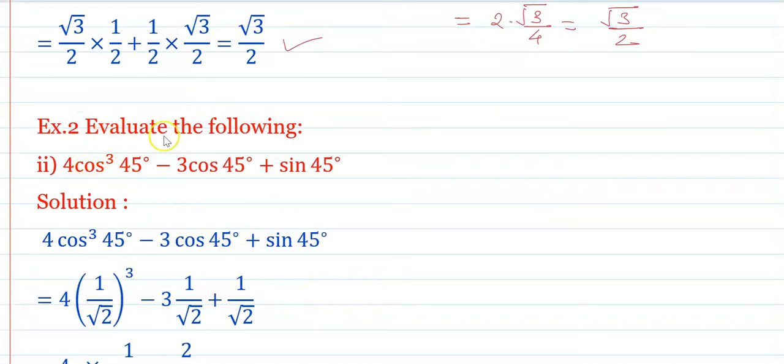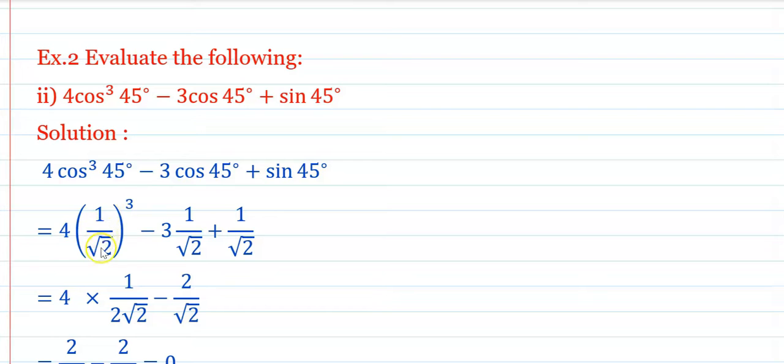Next, evaluate the following: 4 times cos cube 45 minus 3 times cos of 45 plus sin of 45. Cos of 45 is 1 by root 2. It's a bracket cube: 4 into 1 by root 2 bracket cube, minus cos 45, that is 3 into 1 upon root 2, plus sin 45, 1 by root 2. If we simplify, 1 by root 2 into 1 by root 2 into 1 by root 2 is 1 upon 2 root 2. Root 2 how many times? 3 times. Root 2 into root 2 is 2, and hence you will get 1 upon 2 root 2.